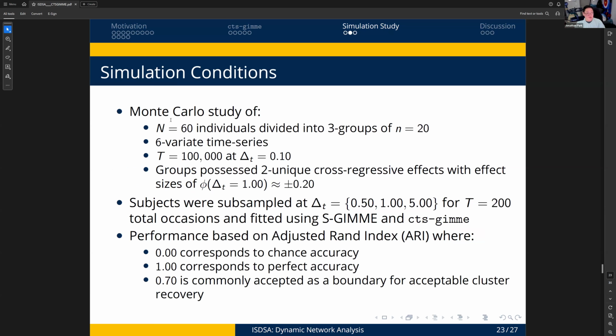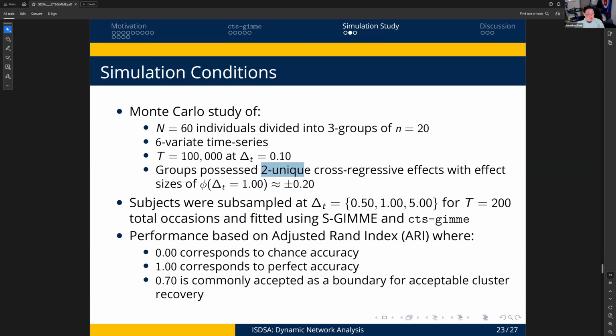The design of this simulation: we have 60 people. They're divided into 3 evenly sized groups of 20 people. We have 6 variate time series. I generated 100,000 time points at a sampling rate of about 0.1, and then I would subsample that time series.